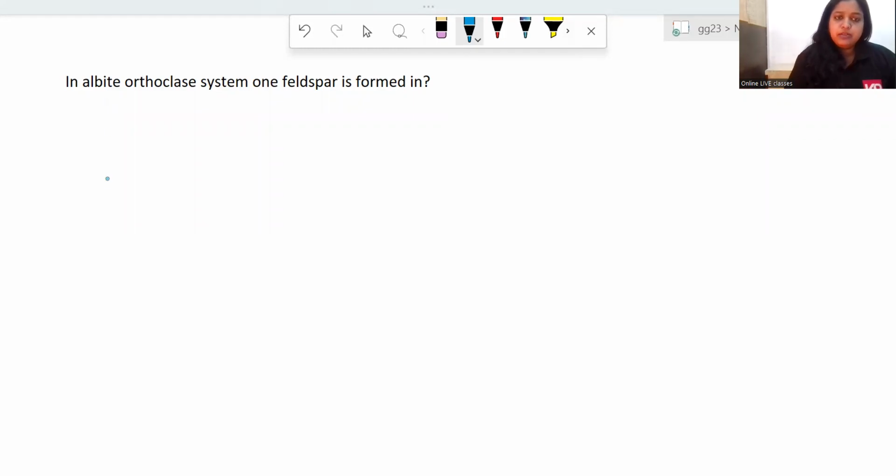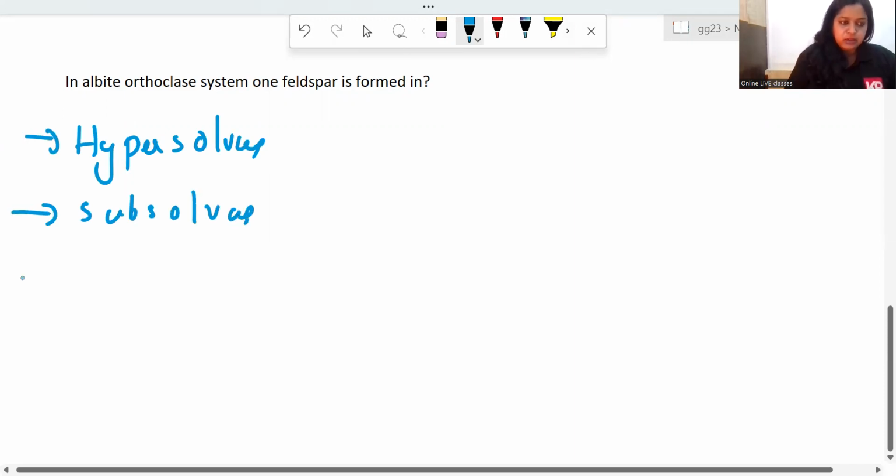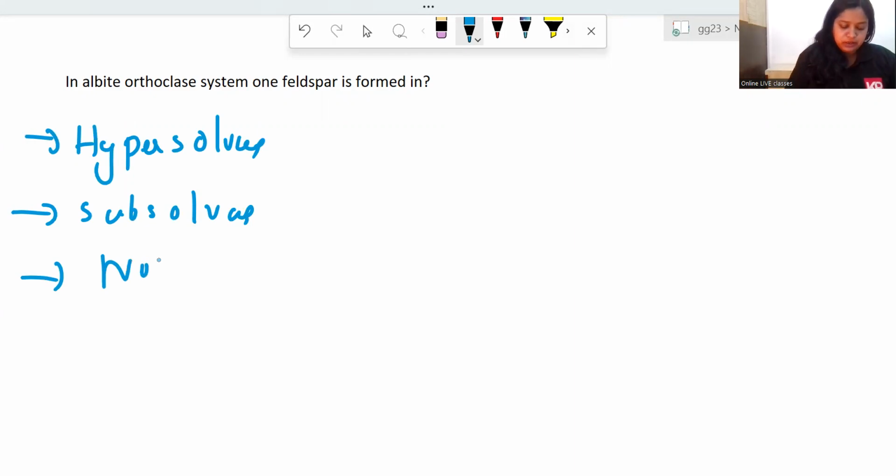In the albite-orthoclase system, one feldspar is formed in which condition? The options were hypersolvus condition, subsolvus, the third option was not in both, and the fourth option was in both cases.